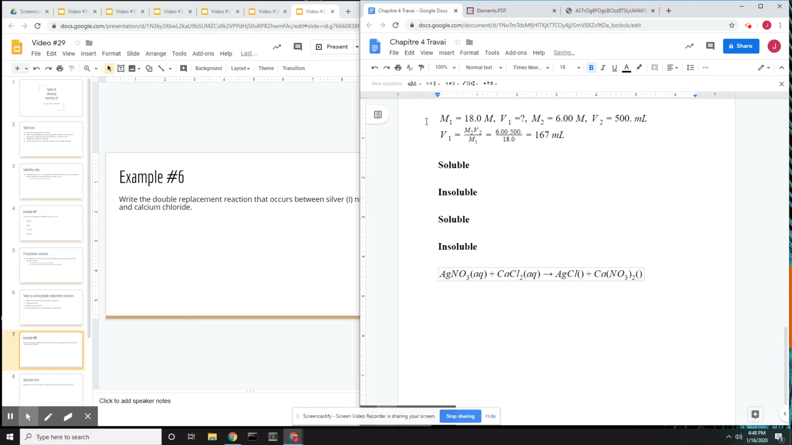My next step is I'm going to balance my equation. So I need to have a 2 here and a 2 here for everything to be balanced. Then I go to my solubility rules. I see that chlorine is mostly soluble, but silver is an exception, so that's going to be solid. And then nitrate is soluble with no exception, so that is going to be aqueous, and I am done.